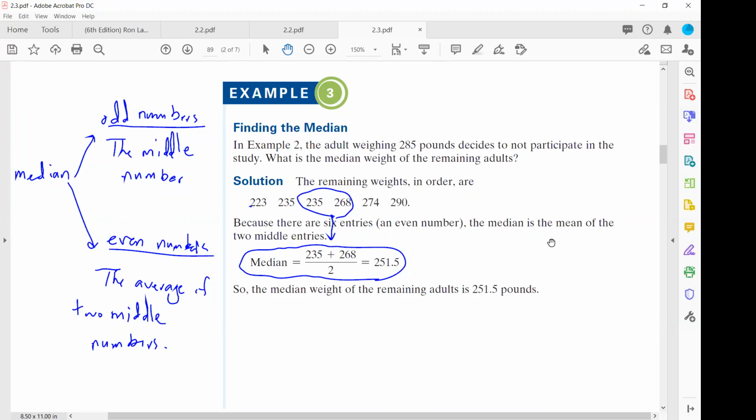Any question on example 3? If you have any question, you can use the chat. You can unmute yourself. Very well.